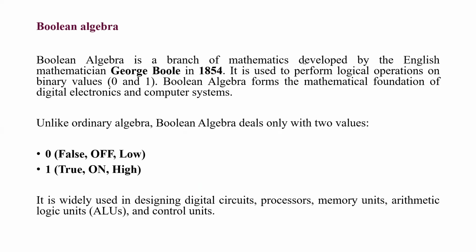Boolean algebra. Boolean algebra is a branch of mathematics developed by the mathematician George Boole in 1854. It is used to perform logical operations on values. Normally Boolean means zeros and ones, true or false. Zero means false, this is low, and one means true, or we can say high. It is widely used in designing digital circuits, processors, memory units, arithmetic logic units, and control units.